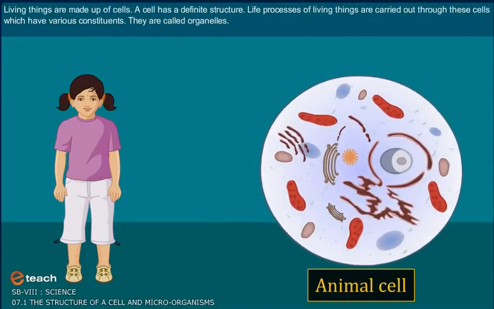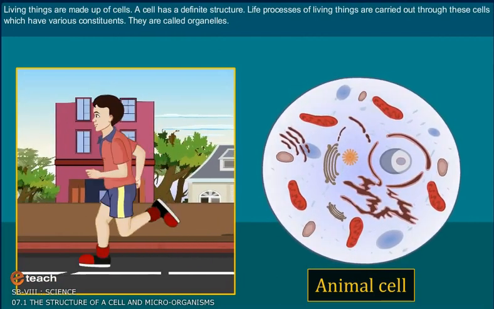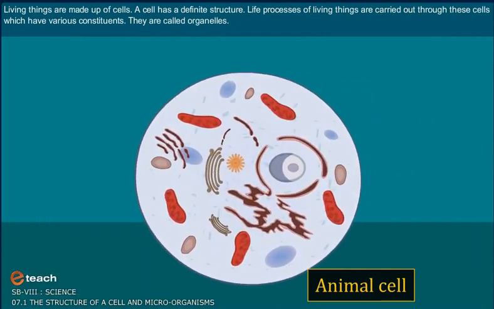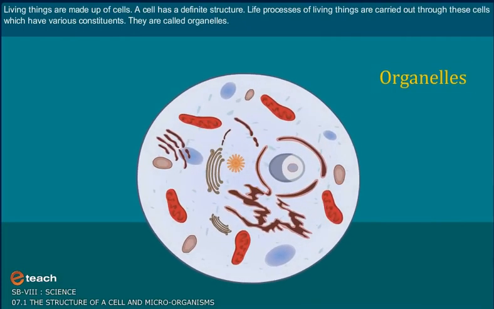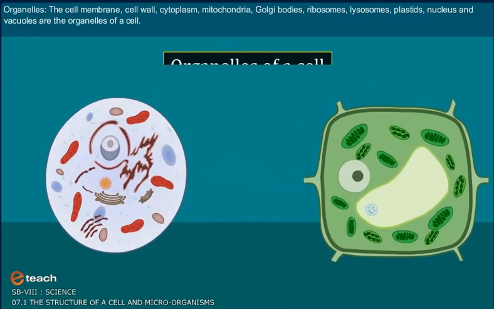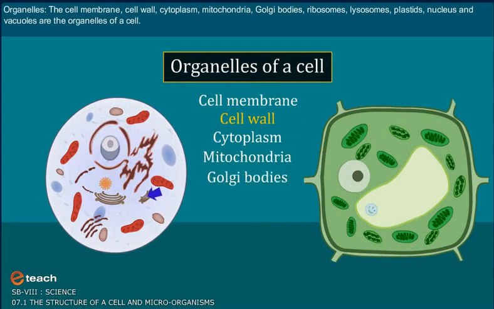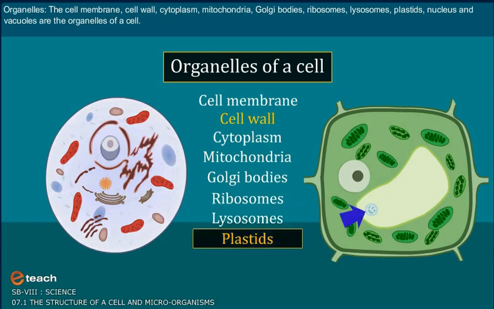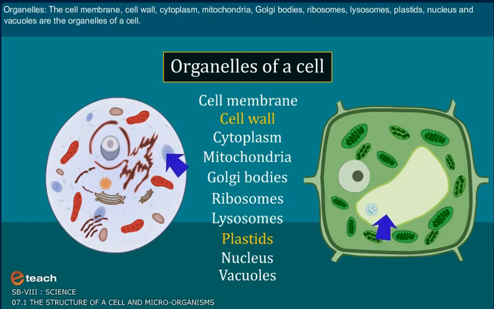Living things are made up of cells. A cell has a definite structure. Life processes of living things are carried out through these cells, which have various constituents. They are called organelles. The cell membrane, cell wall, cytoplasm, mitochondria, Golgi bodies, ribosomes, lysosomes, plastids, nucleus, and vacuoles are the organelles of a cell.